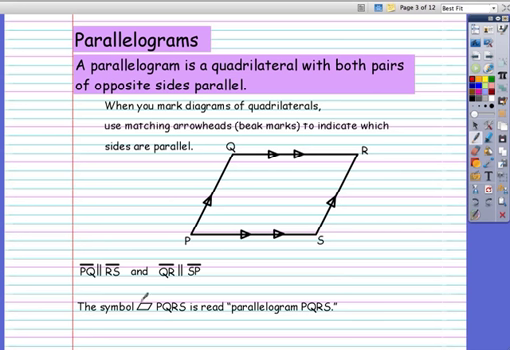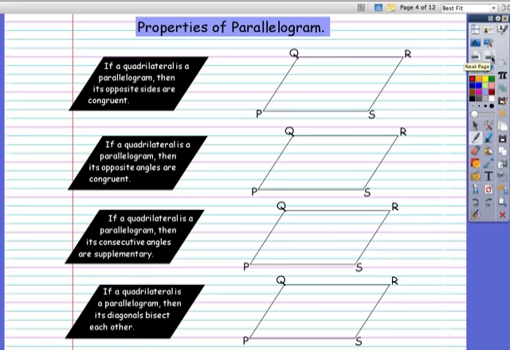Also, this symbol is to be read parallelogram PQRS. So if you see this symbol, it means that it's given that this is a parallelogram, and all of the properties of parallelograms apply to whatever this figure is. So in addition to the major criteria that we have to have two pairs of parallel sides, parallelograms also have four additional and more specific properties.